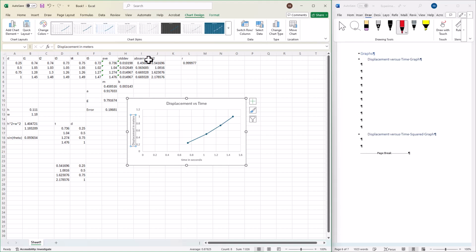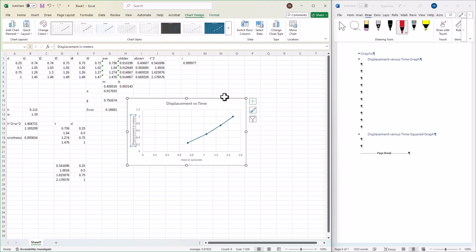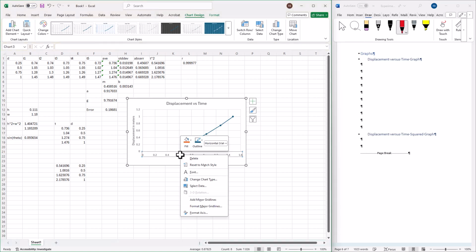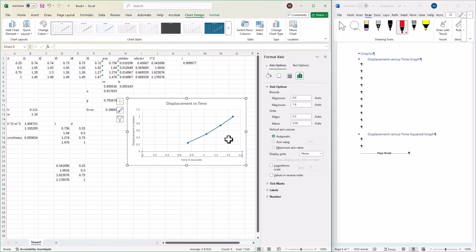Now there's a few other things that I can do, and to do those, I might want to go over and hit Format, or Chart Design. That's what I want. Essentially, I want to mess with the axes because I don't want so much range here. So what I can do is right click, format axis. And what I might want to do is change the bounds so that instead of starting at 0, we're starting at maybe 0.5. So I'm going to make the minimum 0.5, the maximum 1.5.